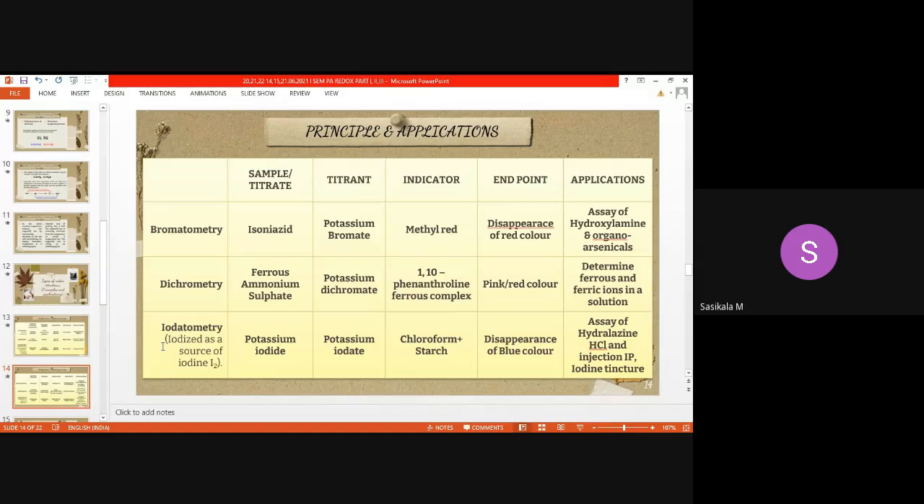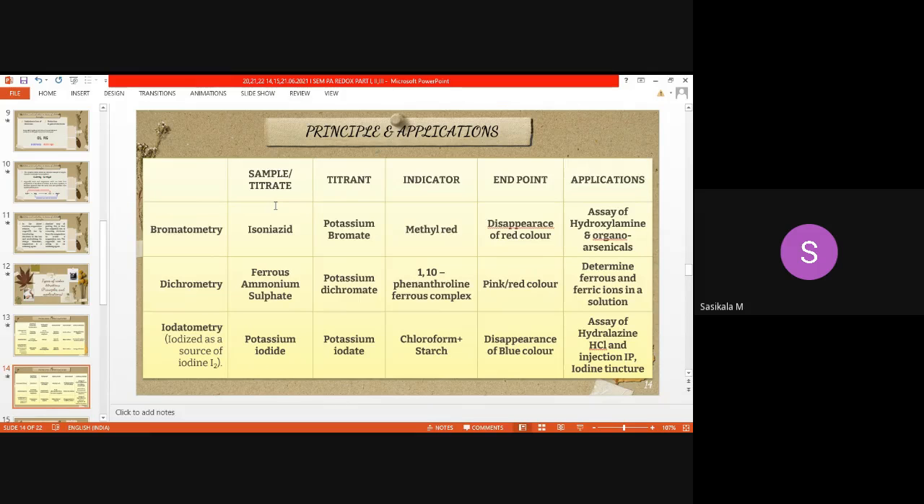In iodotometry, the sample will be iodized as a source of iodine only. Iodine will not be reacting with the titrant, but it will be released indirectly. It will liberate the iodine just to indicate the reaction between sample and titrant. It will show the endpoint of reaction completion between titrate and titrant. So this technique is called iodotometry.